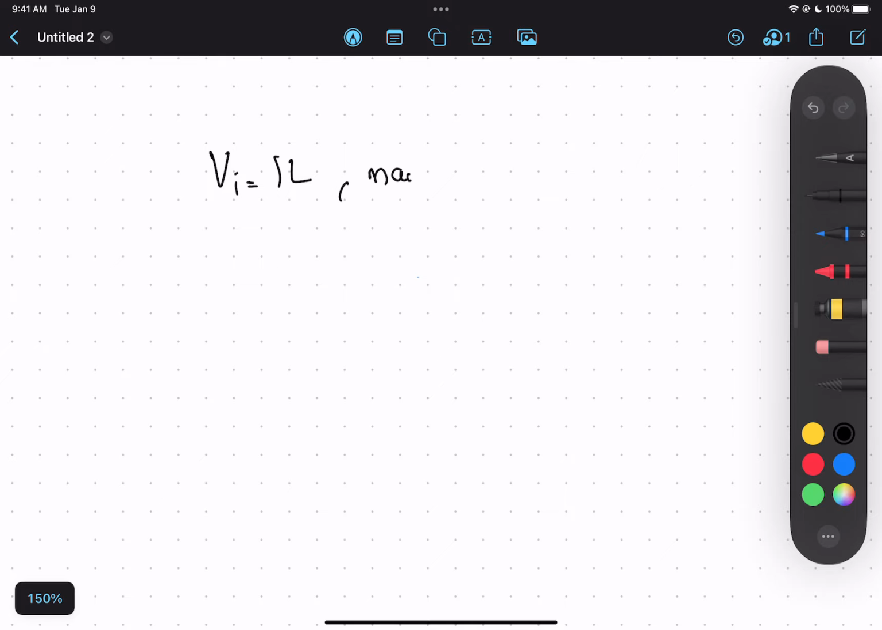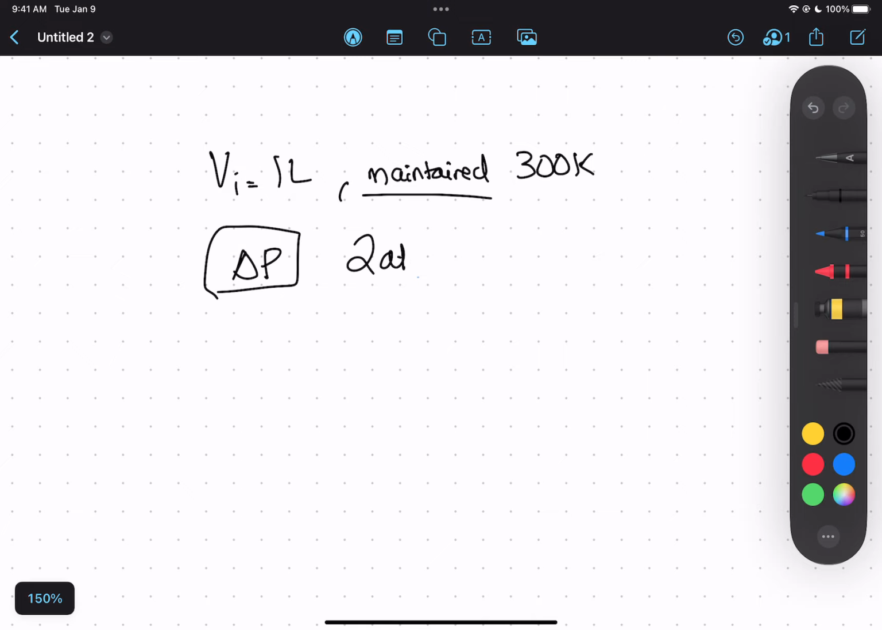So maintained is a really key word there, meaning that the temperature is kept constant at 300 Kelvin. It says the gas is allowed to expand by reducing its initial pressure of 2 atmospheres slowly, to allow the gas to maintain its temperature until it reaches a final pressure of 1 atmosphere. So we're seeing a change in pressure, from 2 atmospheres to 1 atmosphere. Let me put this as 1A.